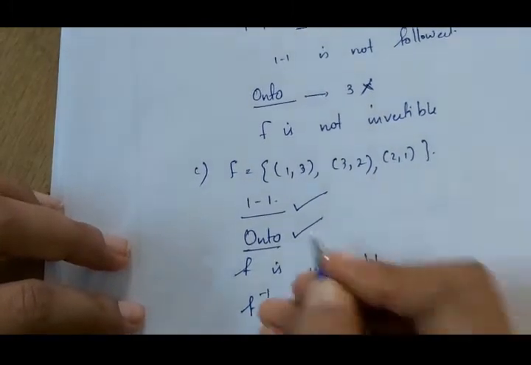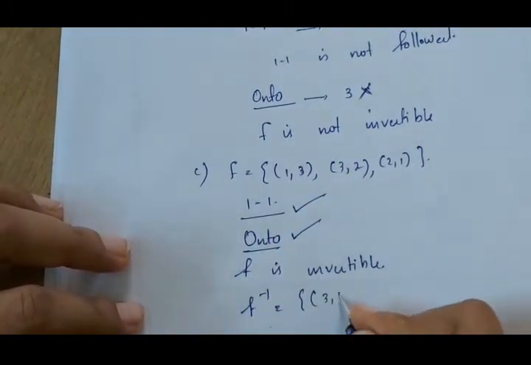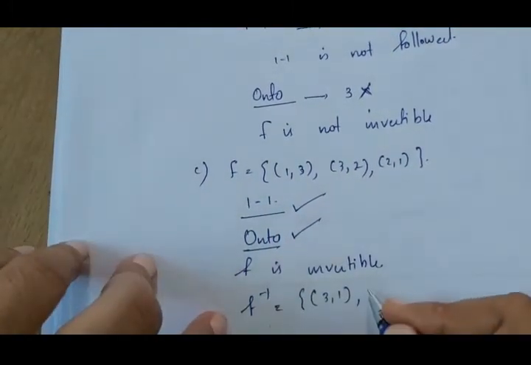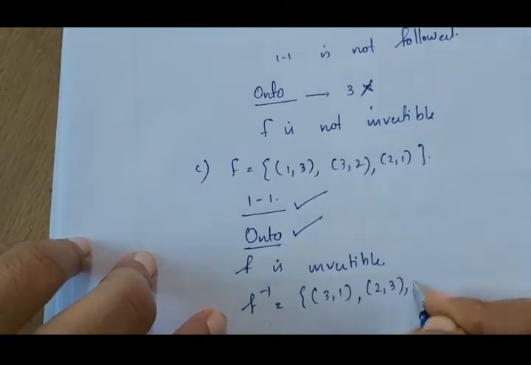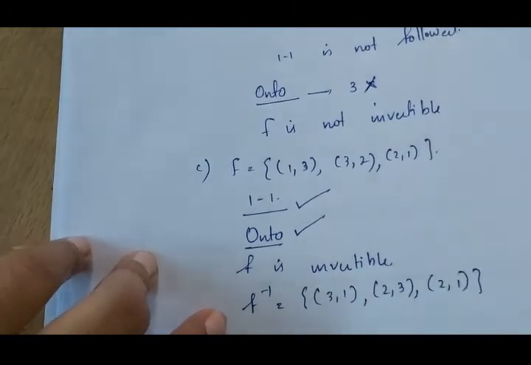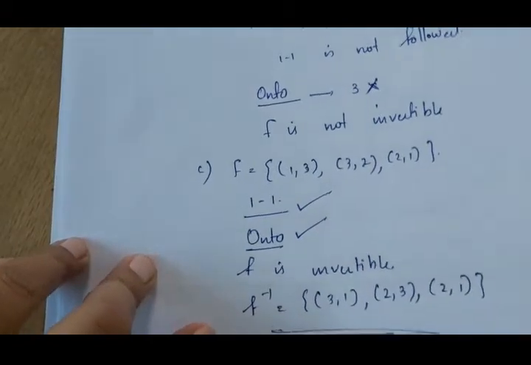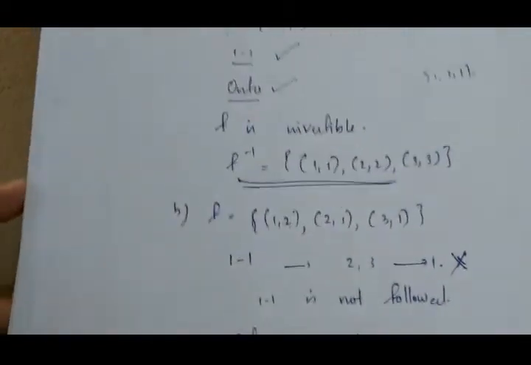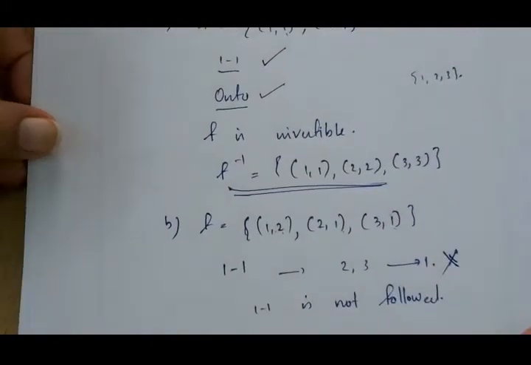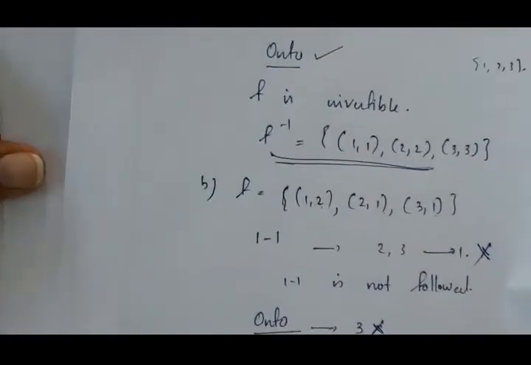F inverse is equal to the reverse: 3, 1, 2, 3 and 2, 1. Hope you understand. Simple question: how to understand a function is invertible and how to find the inverse function. Let's go to another example.